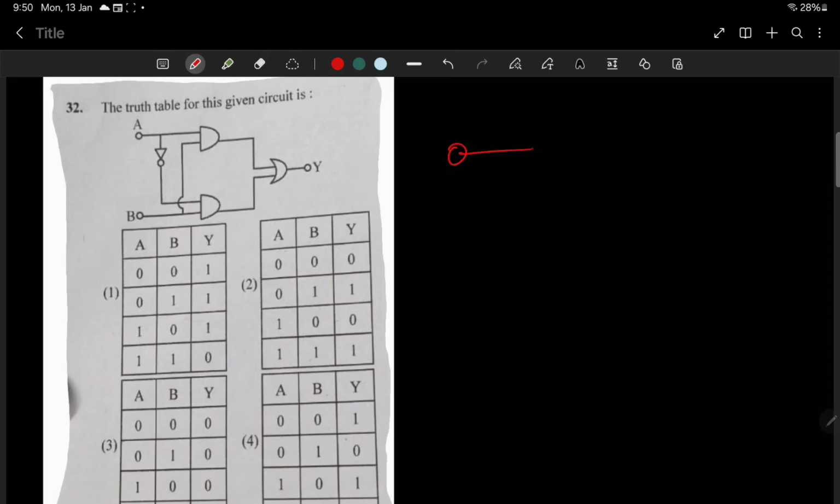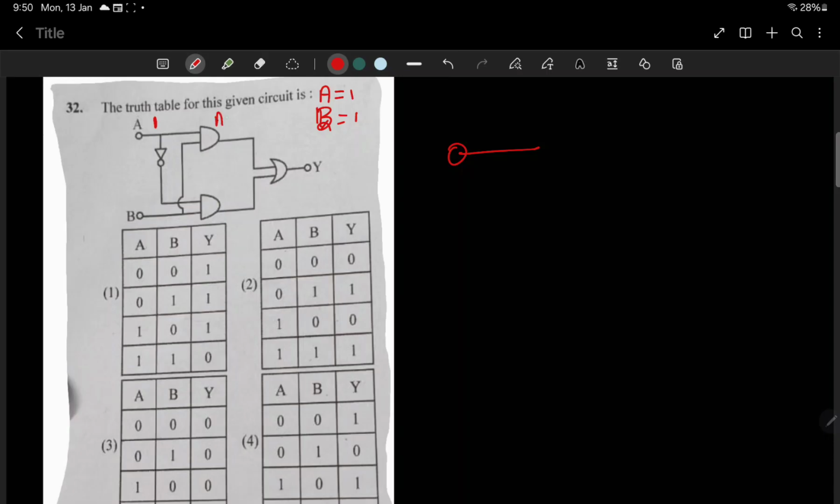Now we are having A. So this is very easy to solve. Look, A we are having. Whenever you get a question like this, first of all you give 1, 1. That is A equal to 1, B equal to 1, and check.